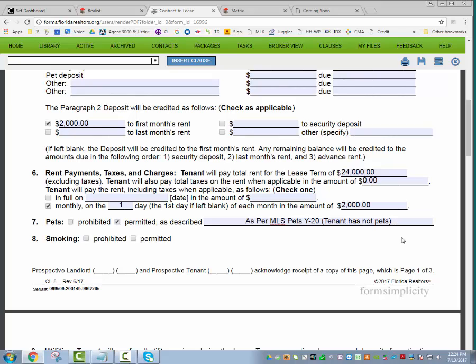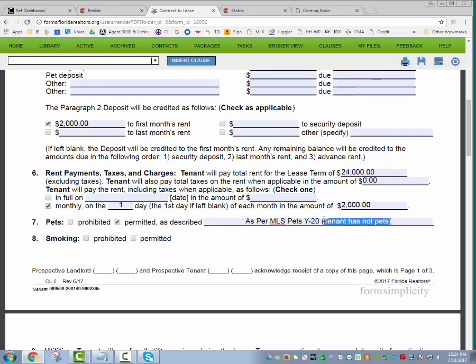So it's clear that they can have a pet if they want. They would have to go through the landlord for approval and the association. But this is a good example of how to do it when it's permitted and there are no pets.